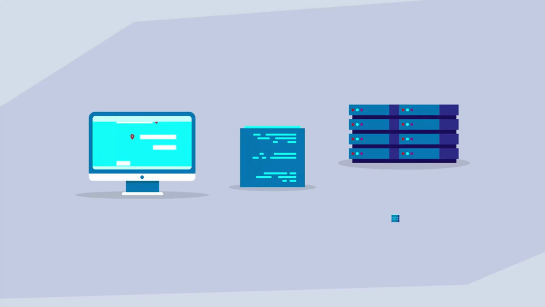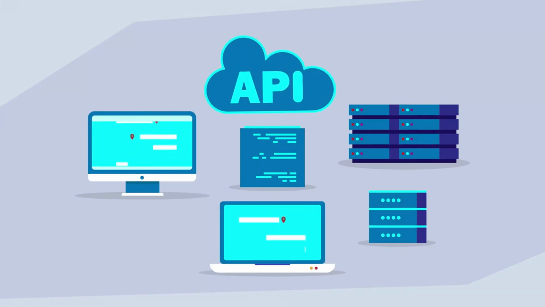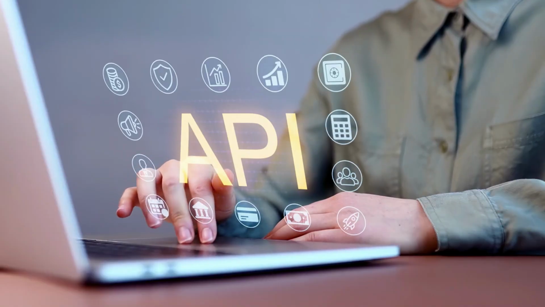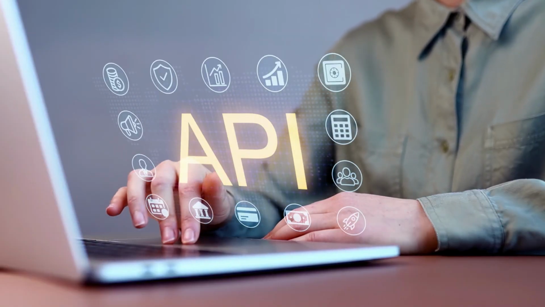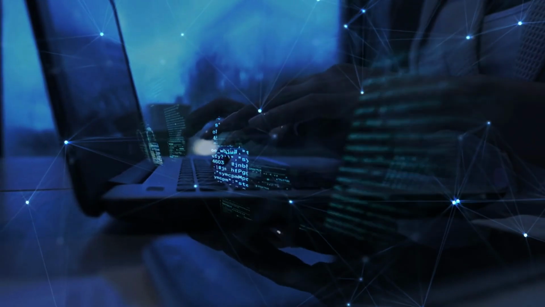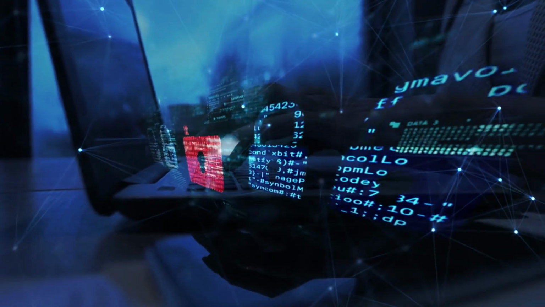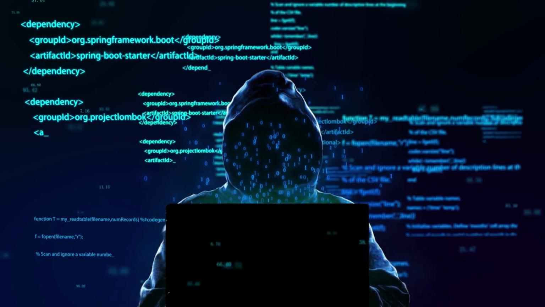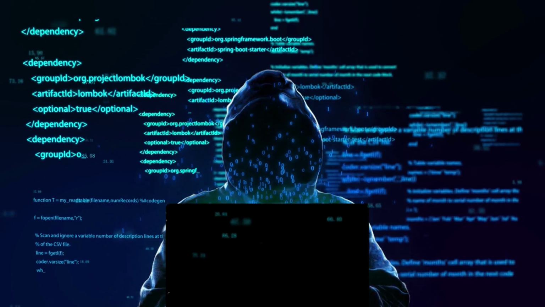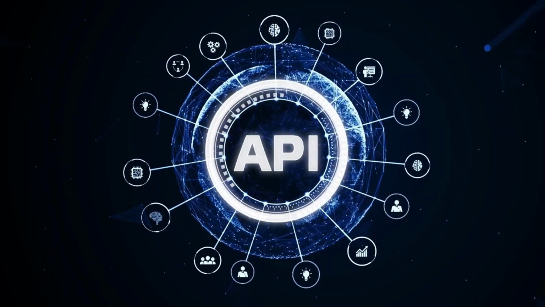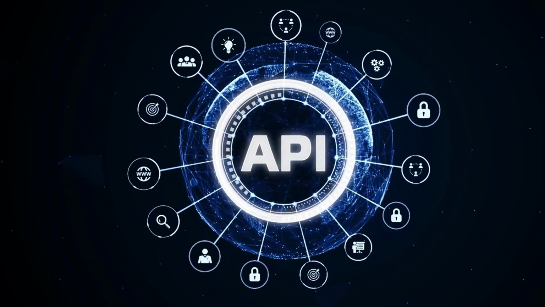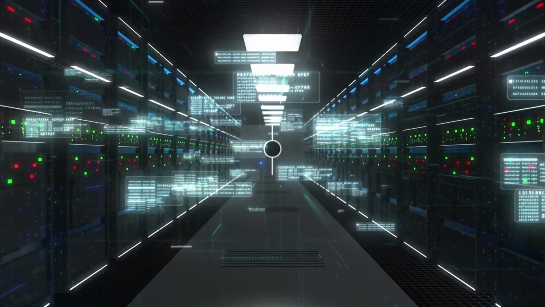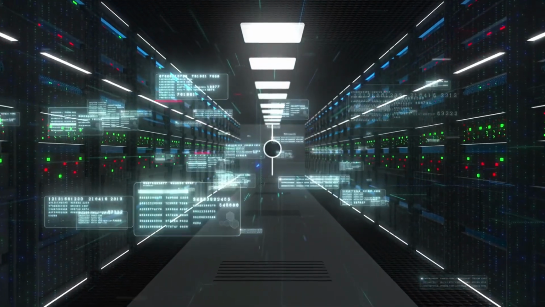Number 8. Vulnerable APIs. APIs, or application programming interfaces, allow different software systems to communicate with each other. However, if APIs are not properly secured, attackers can exploit them to access sensitive data or manipulate back-end systems. Because application programming interfaces often connect multiple services, a single vulnerability can expose large parts of an organization's infrastructure.